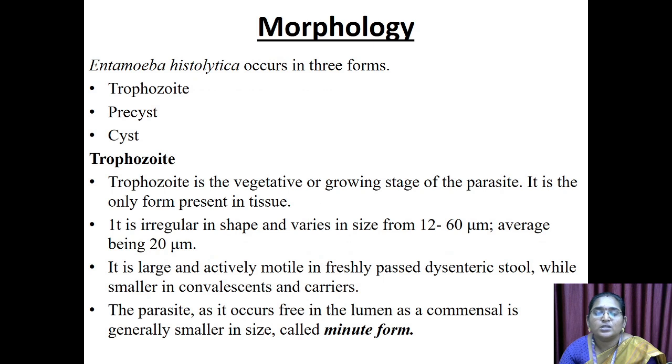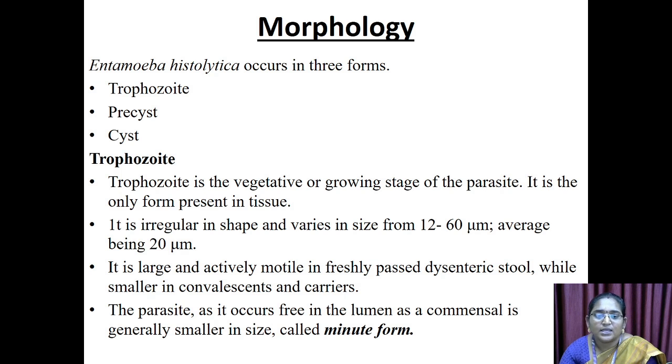Morphology. Entamoeba histolytica occurs in three forms: trophozoite, precyst, and cyst. Trophozoite is the vegetative or growing stage of the parasite. It is the only form present in tissue. It is irregular in shape and varies in size from 12 to 60 micrometers, the average being 20 micrometers. It is large and actively motile in freshly passed dysenteric stool, while smaller in convalescents and carriers.